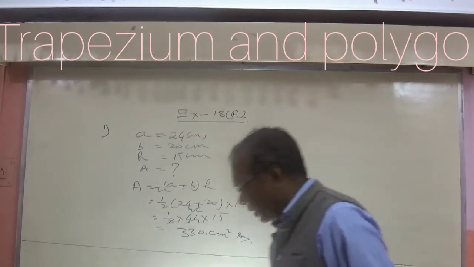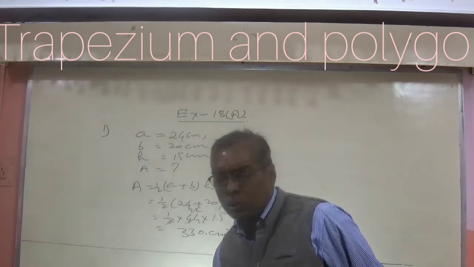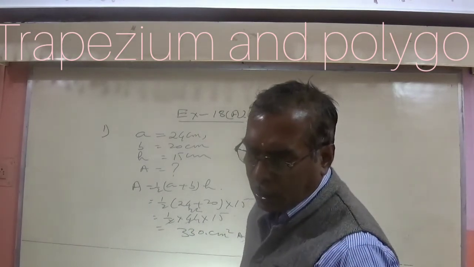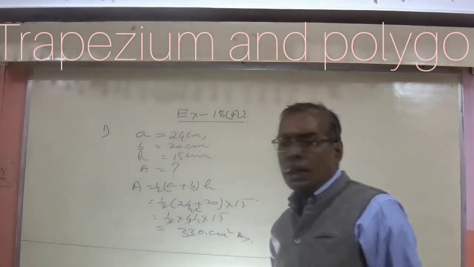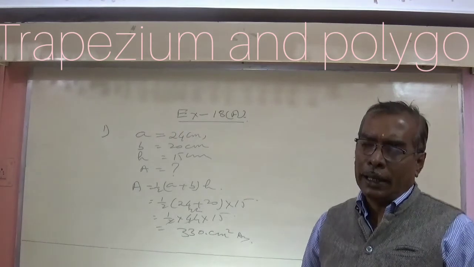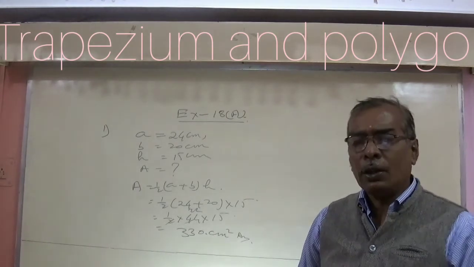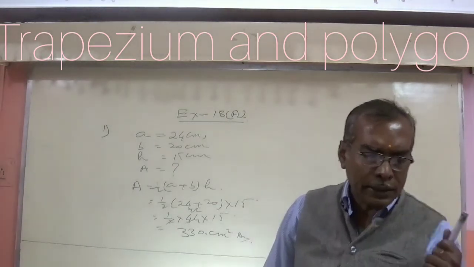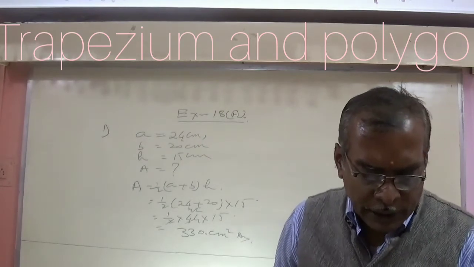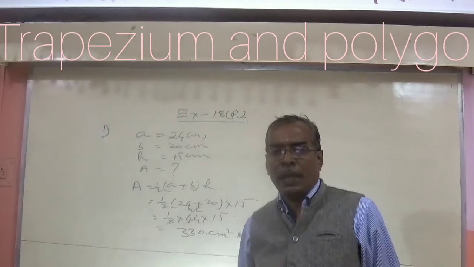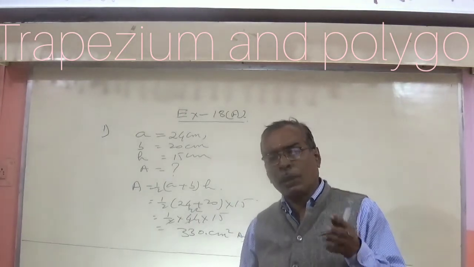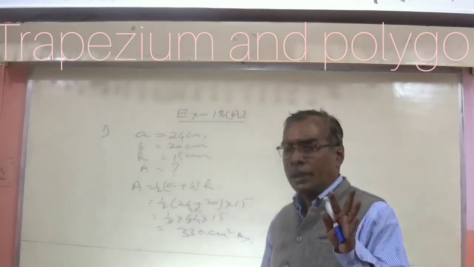It is quite simple. Okay, now the next question which I have selected is question number 3. Why have I selected it? Because it is the same type of problem. A, B and H are given, you have to find the area. But you will find in this question that the values are given in decimals. Few of you are afraid after observing the decimals. That's why I have selected this question.